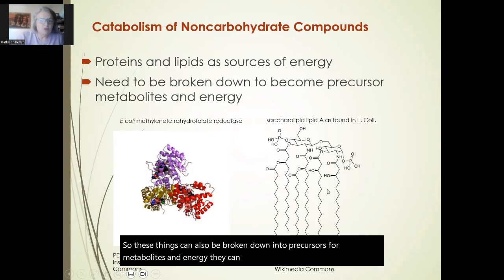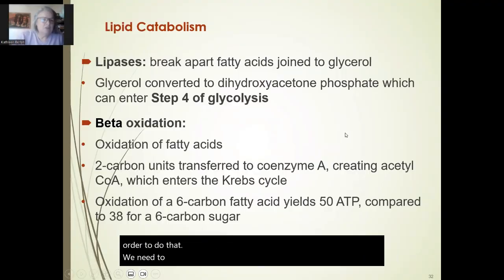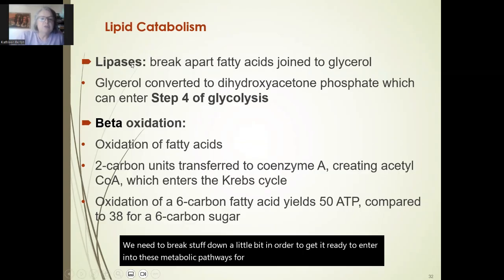They can't just, this whole big chunk can't enter into glycolysis, but you can see we've got some things that are kind of sugar-like up here. We could break these down and use those to go into glycolysis. And the same if we were to look at amino acids. But in order to do that, we need to break stuff down a little bit in order to get it ready to enter into these metabolic pathways for respiration. So we use different kinds of enzymes. One is lipases. Lipases are enzymes that break down fatty acids that are joined to glycerol. It's a way to break down fats.